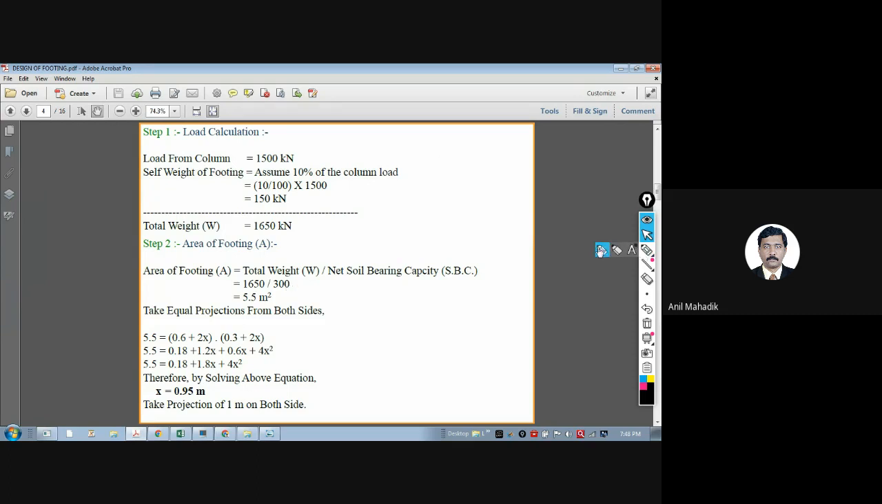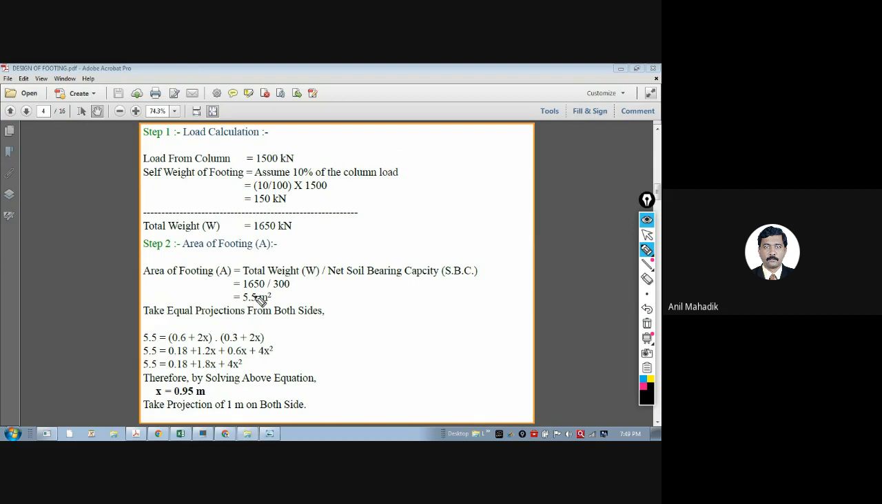The key point over here is, this is working load. Please try to understand working load, not ultimate load. Because whenever you calculate the size of the footing, that is area of footing, we take this load as a working load. So this is important. So working load divided by SBC, that is the area of footing required. So this divided by 300 is 5.5 meters square.